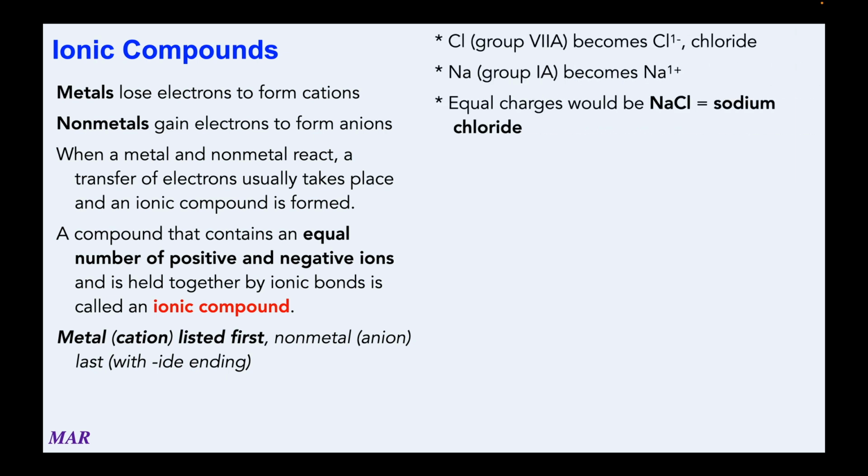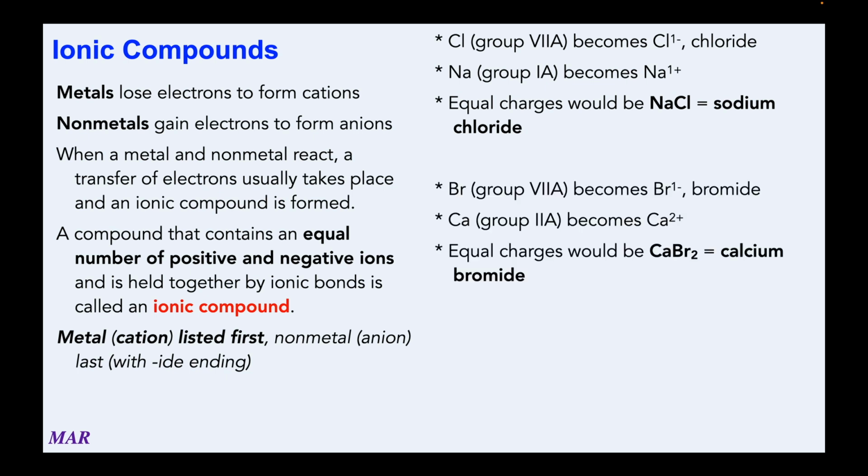So let's say you wanted to add chloride and sodium. Well, chlorine in group 7A gains 1 electron, 7 minus 8 is -1, becomes -1 chloride. And sodium in group 1A likes to lose 1 electron to become sodium +1. So sodium +1, Cl -1, charges cancel, NaCl is the formula. Sodium chloride would be the name of that compound.